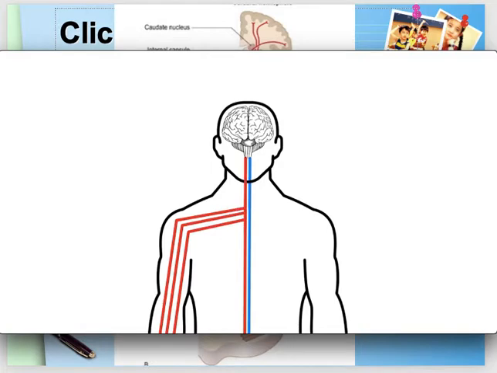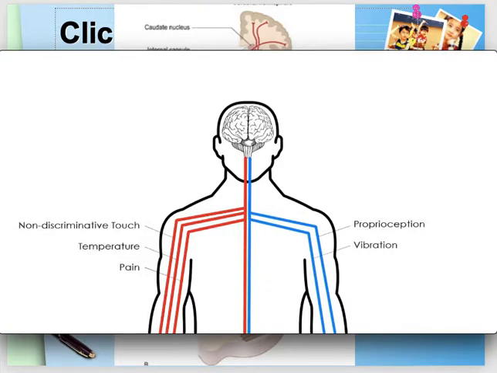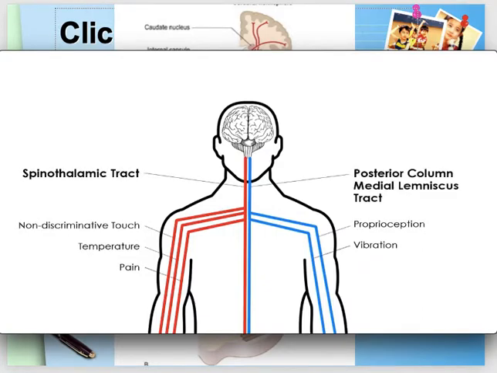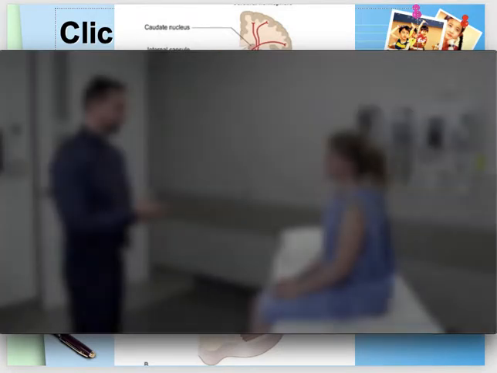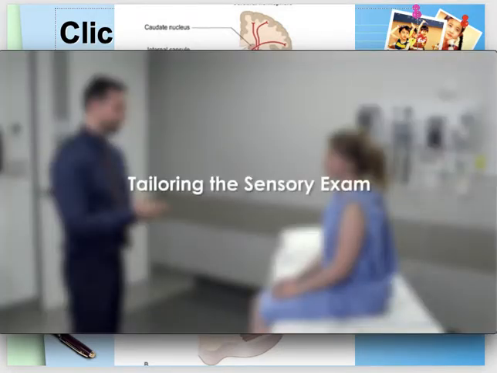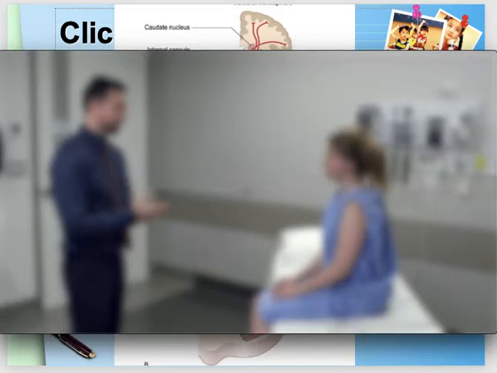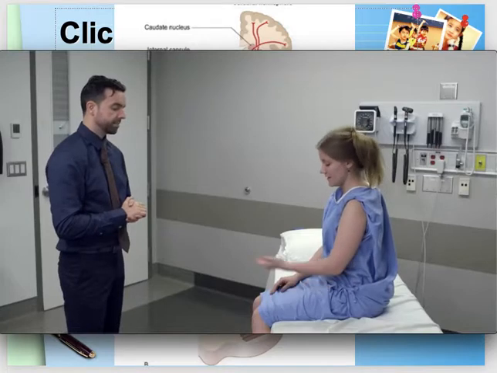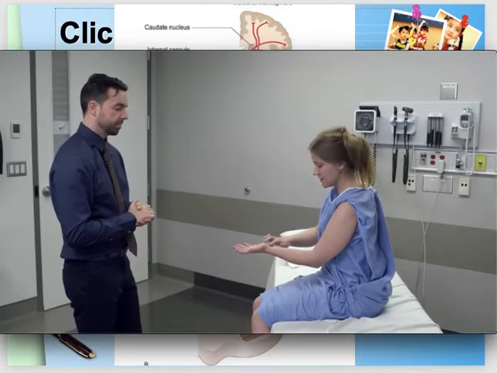Sensory information travels to the brain along one of two main pathways in the spinal cord: the spinothalamic tract and the posterior column medial lemniscus tract. Test for one modality from each spinal tract to assess both pathways in your exam. Due to the large number of areas and modalities that can be assessed during the sensory exam, this part of the exam must be tailored depending upon the clinical context. Focus your efforts on the affected area in order to determine the pattern of sensory abnormality.